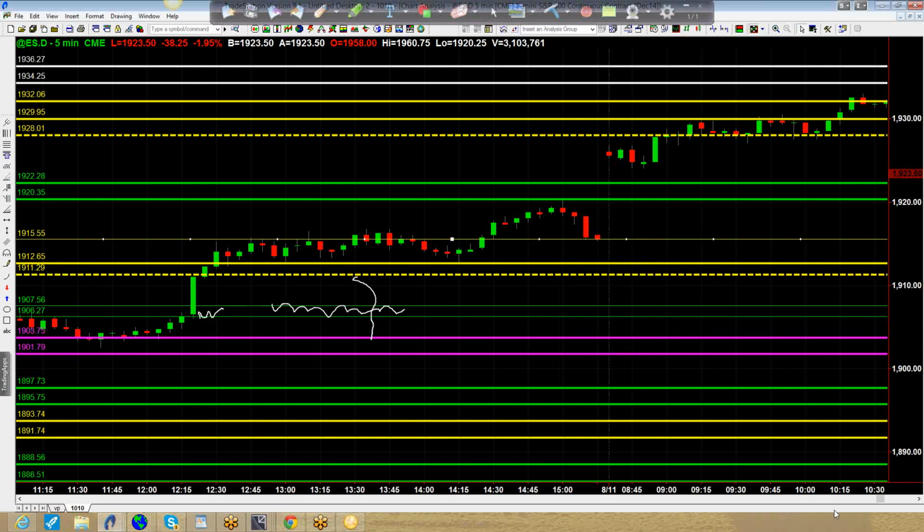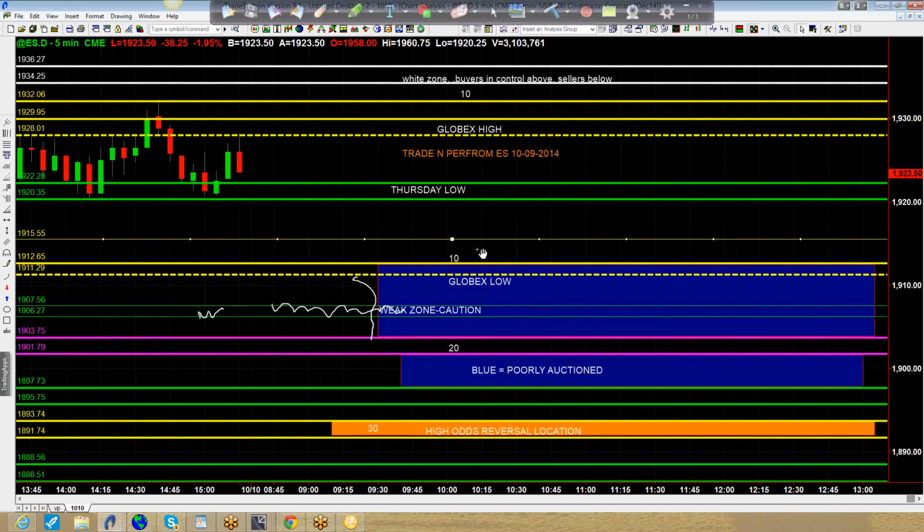The reason why I say that, let me get back over here. The reason why I say that is because it's quite possible that we get below Thursday's low, come down, get a quick two-point reaction, and then come down into Globex low. Globex low is in what I consider a poorly auctioned area.